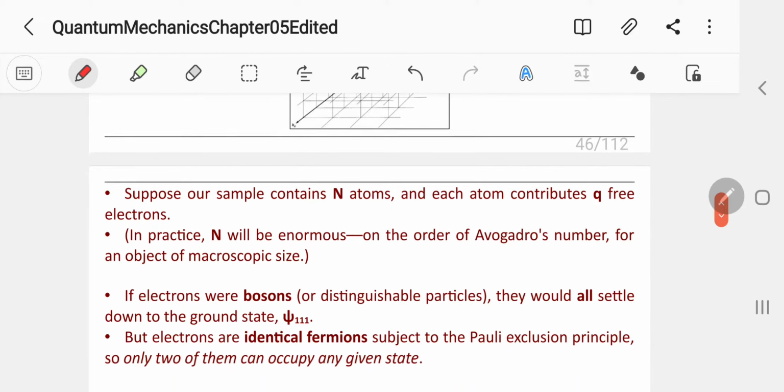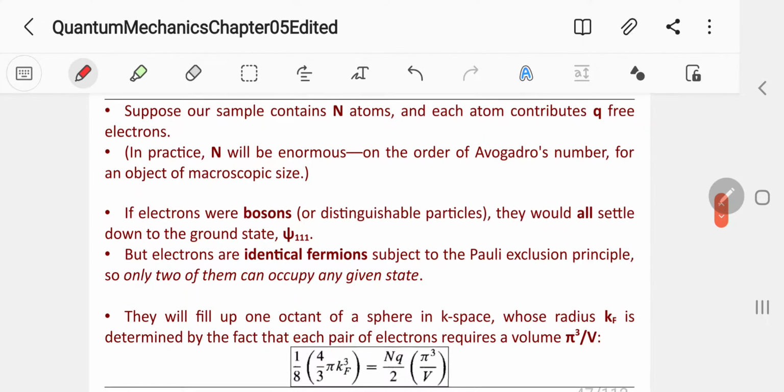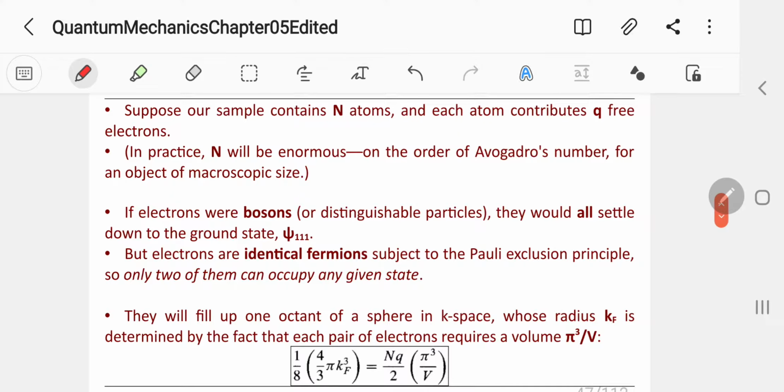Now suppose there are n atoms in the solid. Of course, this n is very large, in the order of Avogadro's number, and each atom contributes q free electrons. So for each atom you have q electrons, not just one. You can have 2 or 3 or more. So again, if the electrons were bosons or distinguishable particles, they would fall to the ground state. All the electrons would fall to the ground state.